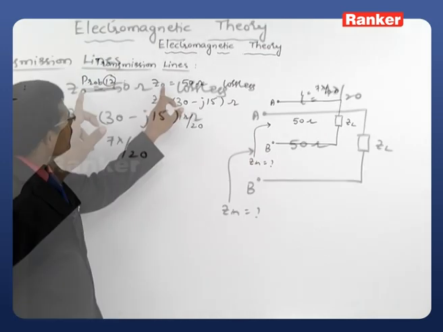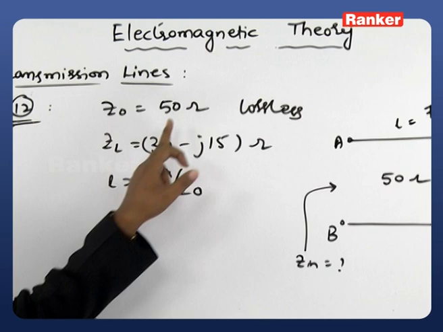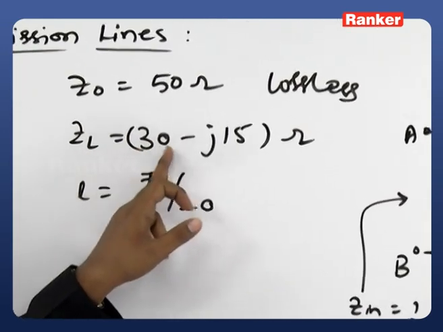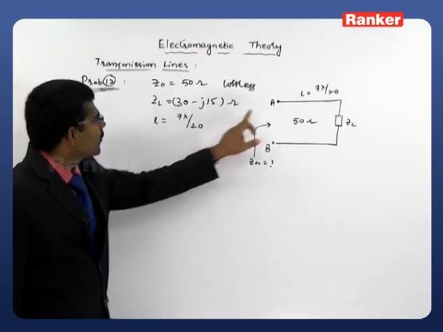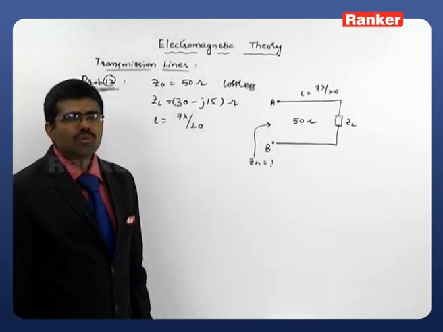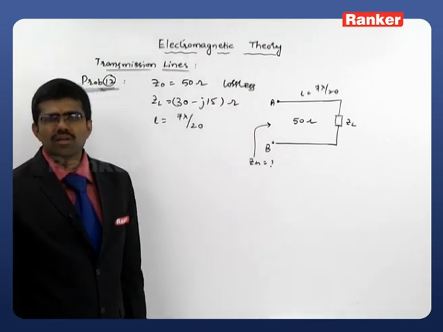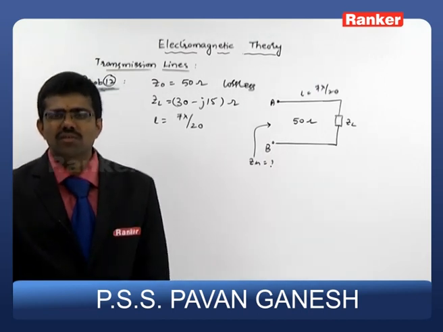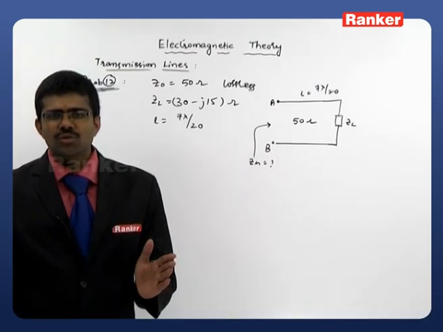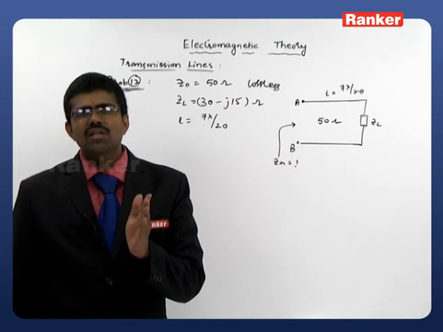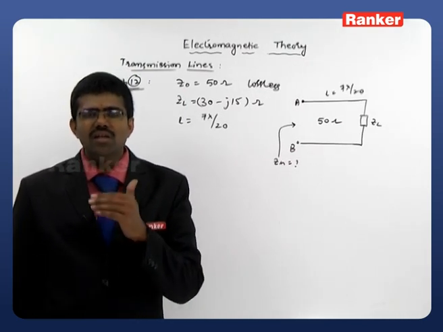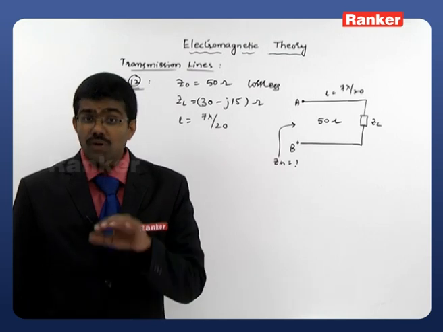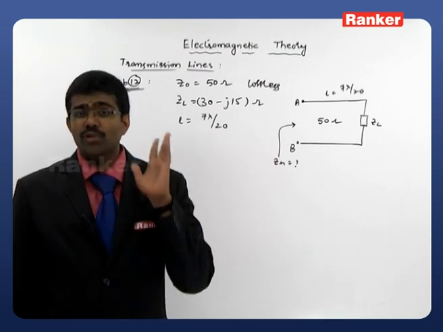A lossless line with characteristic impedance of 50 ohms is given to us, and the load is connected as 30 minus j15 ohms, and the length of our transmission line is 7 lambda by 20. We are supposed to calculate the input impedance of our transmission line. So recollect the formula for input impedance: Zin equals Z0 into ZL plus jZ0 tan beta L, divided by Z0 plus jZL tan beta L. That is for a lossless line only. Otherwise you have to go for the basic formula.